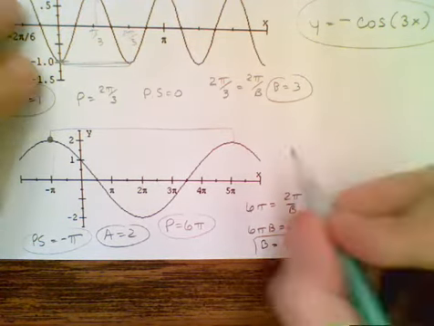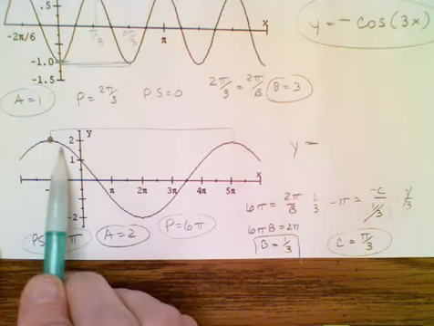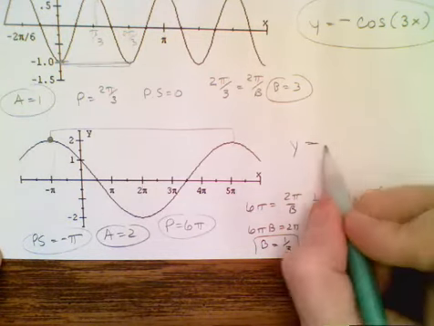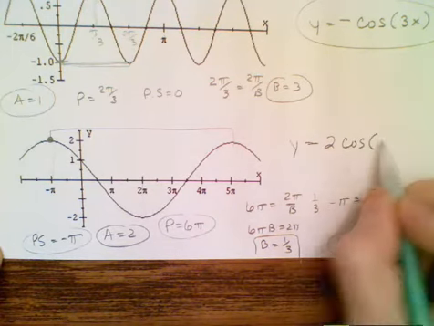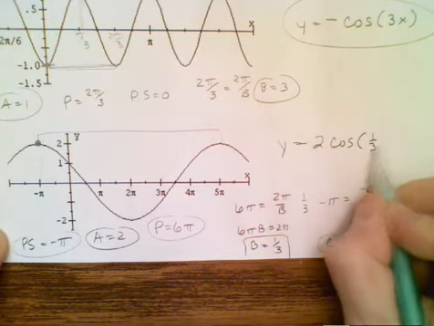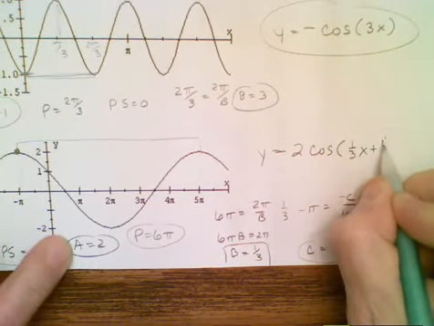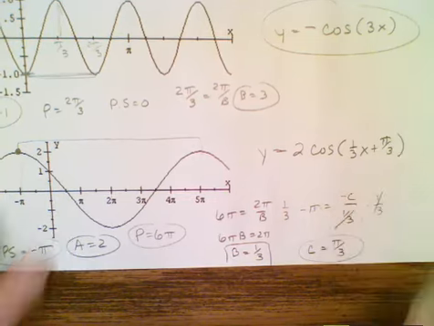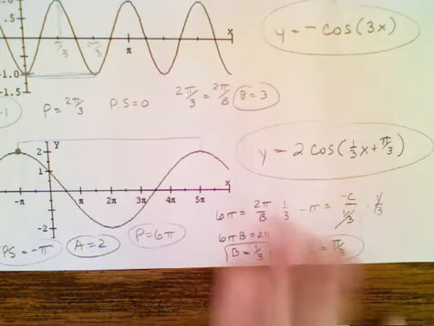So my equation, y equals, remember I started here, so I don't have to worry about a negative in front of my amplitude. My amplitude was 2, cosine. B was 1/3, so 1/3 x, and my c value was pi over 3, plus pi over 3. And there's my equation. Okay, so that wraps up page 3.